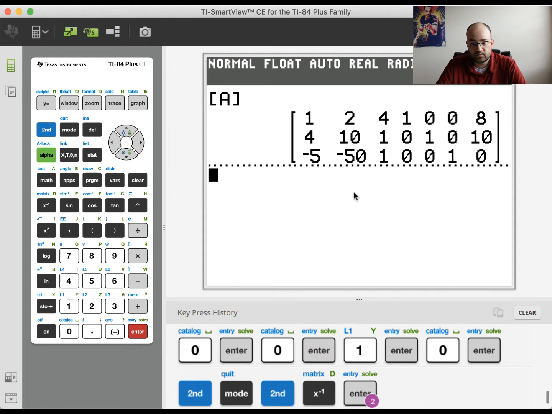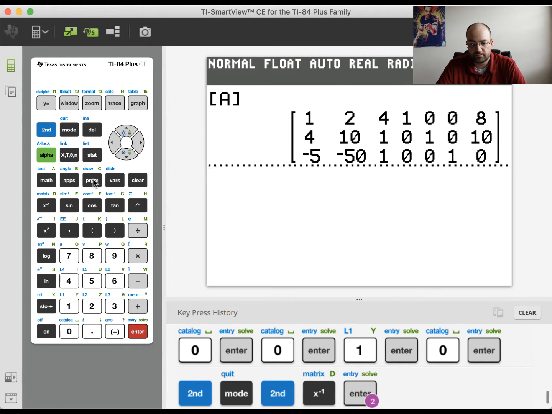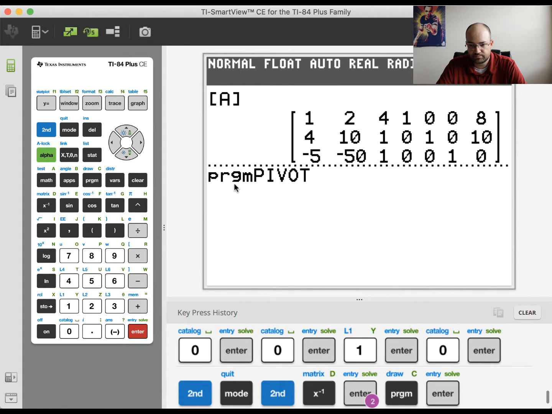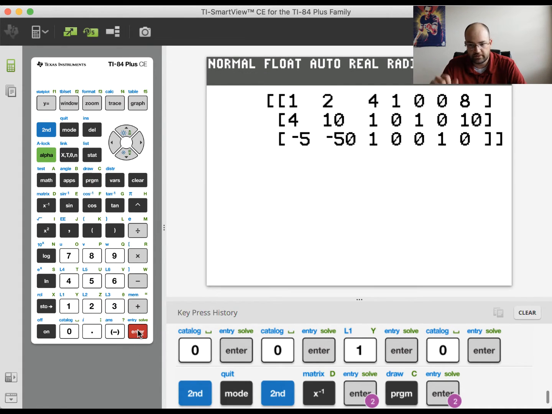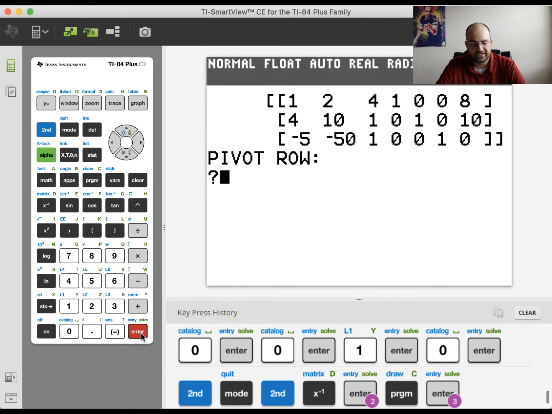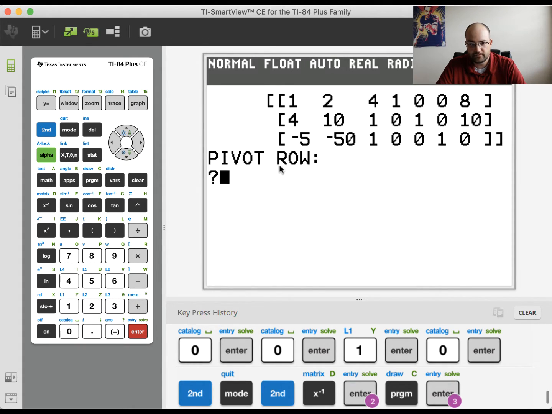Now, this is where we start using our program. So go to program, and then here you have pivot. Notice it just says program pivot. Just click enter. Now, what it's showing you is the matrix in matrix A. That's all it's doing right now. Click enter once. Now it's asking you for the pivot row.